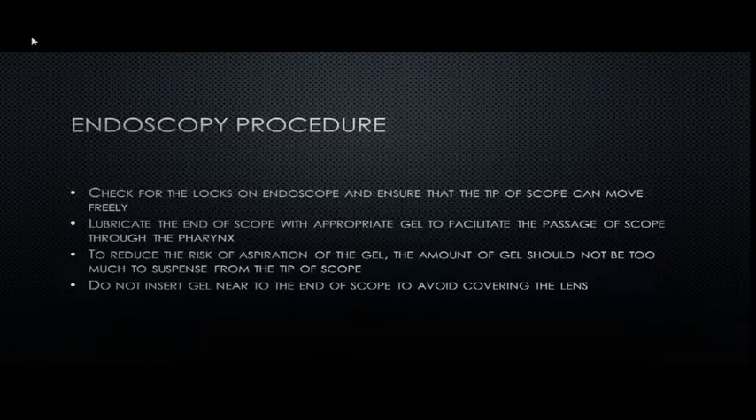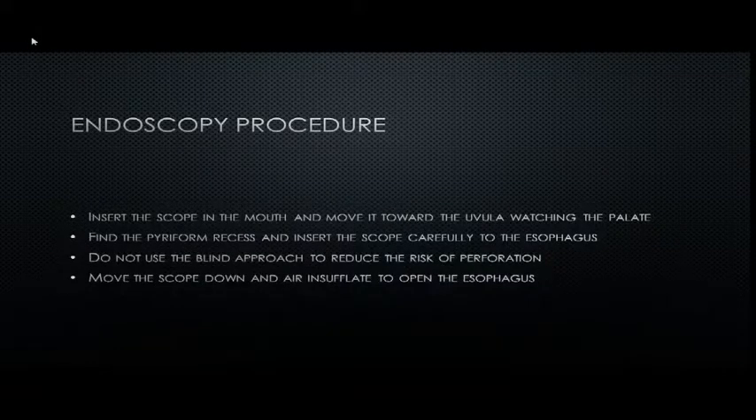Lubricate the end of the scope with the gel, but not too much. If it gets into their windpipe and they're awake, they can aspirate and actually go into respiratory compromise because of this real thick gel. So just use a little bit. Don't put it near the lens, obviously. So in the mouth. Now we used to use, at least when I was training, a blind technique.